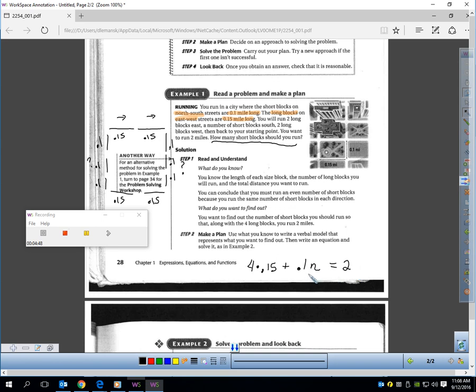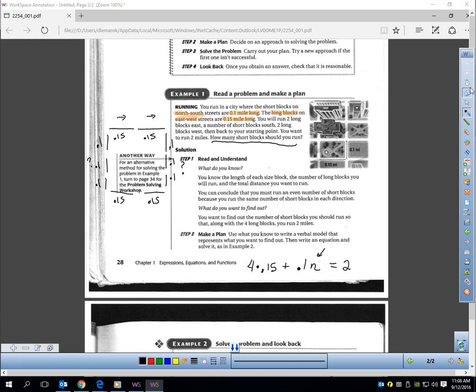All I need to do, I want to run a 2-mile run. All I need to do to answer this open sentence is figure out what number can I plug in here that will make this thing add up to 2. Once I figure that out, I'd have the answer to the problem.